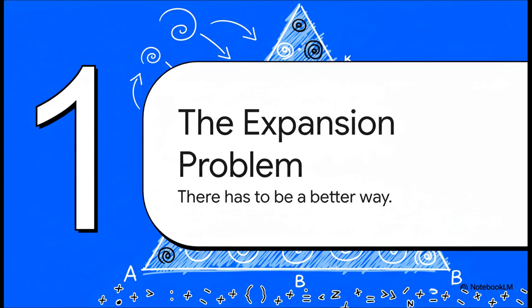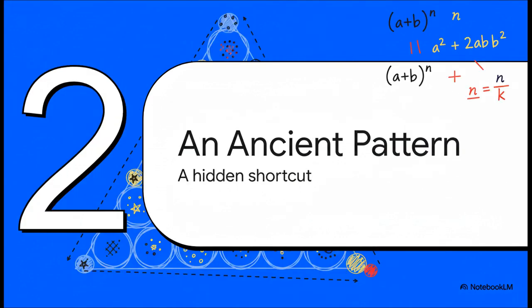Because as that exponent gets bigger and bigger, the whole process just explodes. It goes from being a little tedious to being practically impossible to do by hand. And this was the exact problem that stumped mathematicians for centuries. I mean, there just had to be a better way. And thankfully, for all of us, there is.